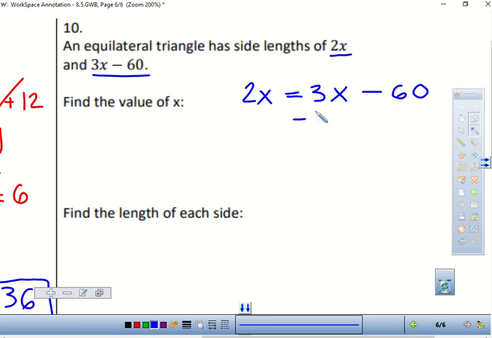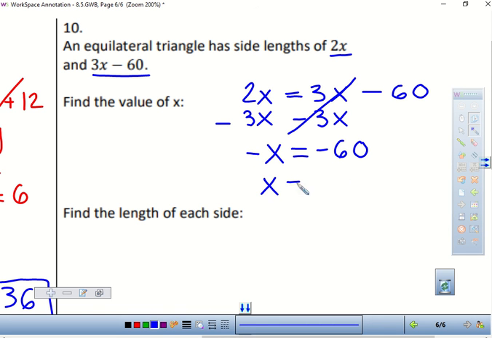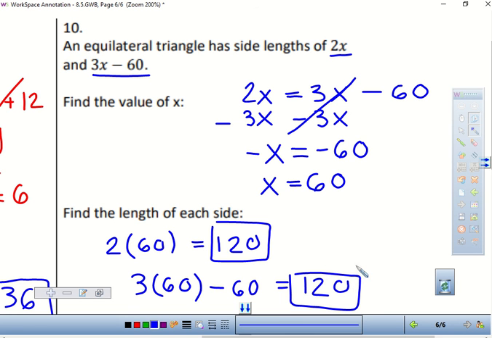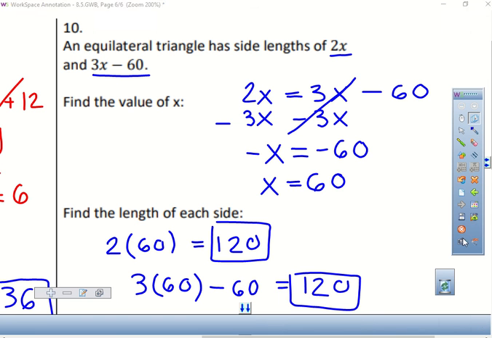And then you're just going to use algebra to solve here. So negative x is equal to negative 60, which means x is equal to positive 60. Now to find the lengths of each side, we just plug in 60 for x, which gives me a side length of 120. So all three sides are 120. And they don't give you units. Had they given you units, then you would have put them on, but they didn't. Okay.